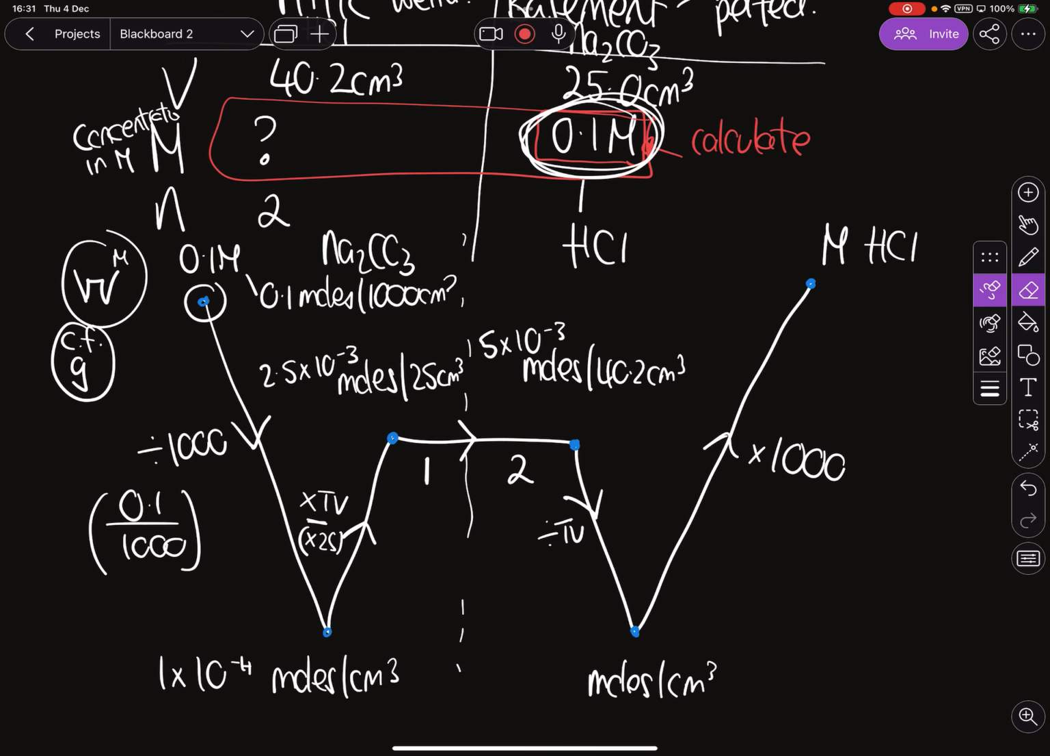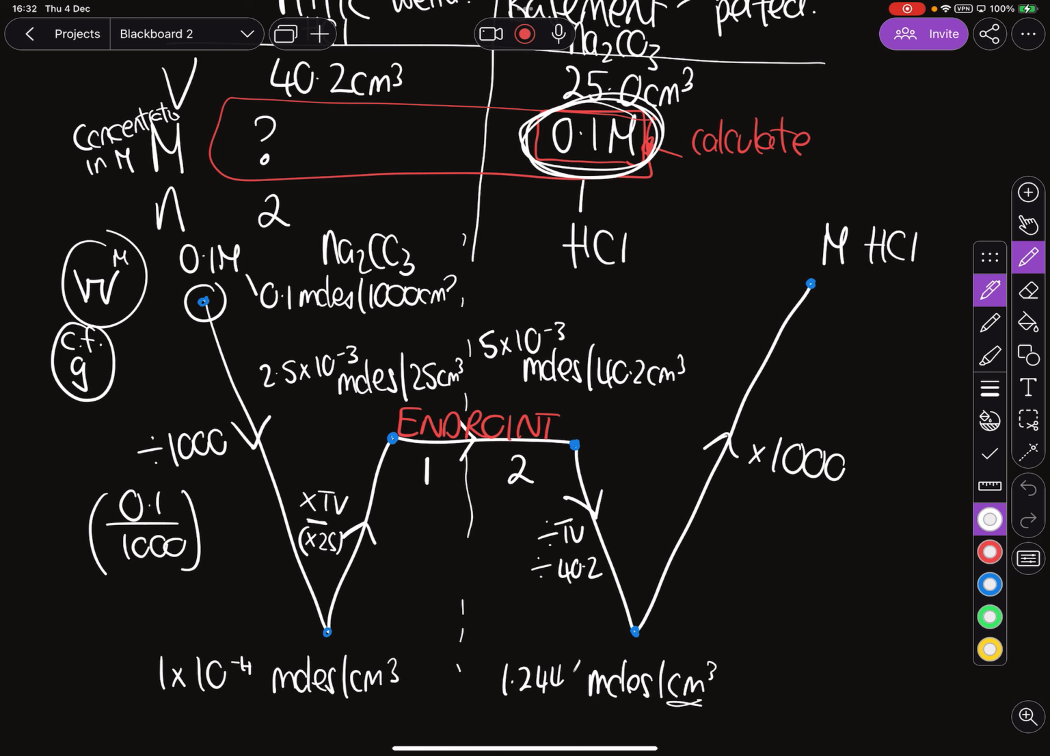So in questions, they may have, so this flat part, they'll be referring to the end point. So that's what this flat part is, it's the end point. So moles of each reactant at the end point. So with this then, 5 by 10 to the minus 3, in 40.2, we want to find it in 1. So I have to divide by my titer volume, so 40.2 in this case. And when I do that, I end up getting 1.244 by 10 to the minus 4.